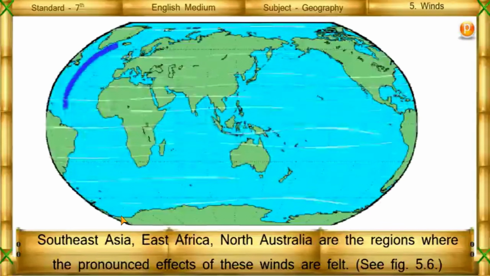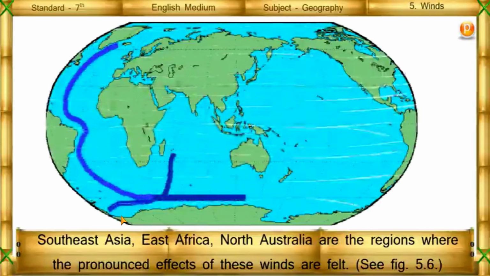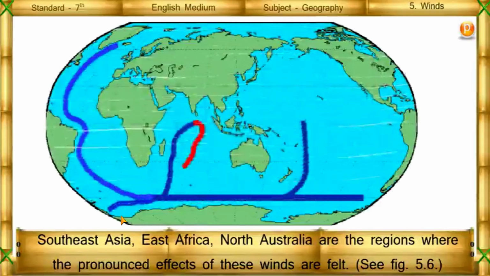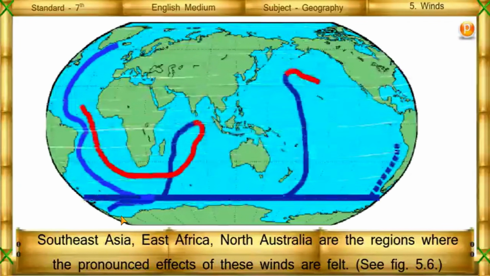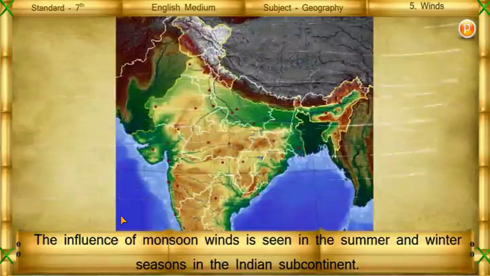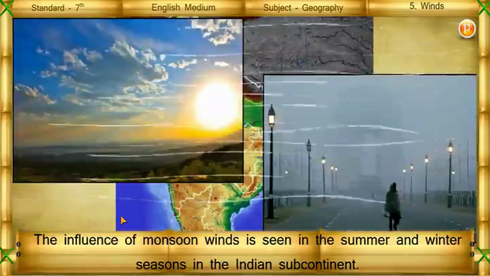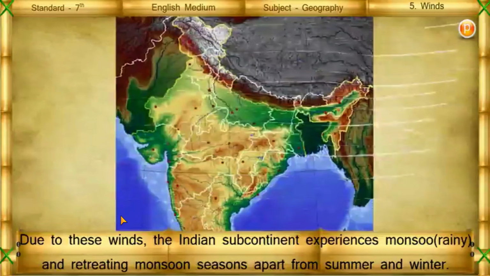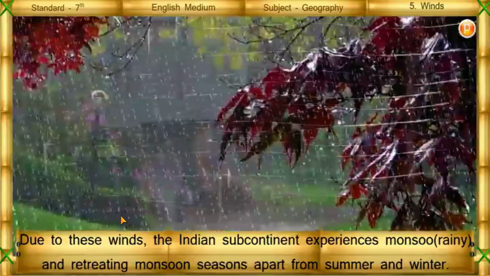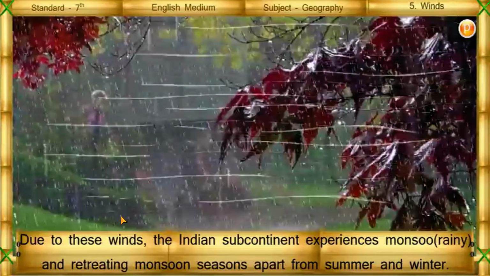Southeast Asia, East Africa, and North Australia are the regions where the pronounced effect of these winds is felt. See figure 5.6. The influence of monsoon winds is seen in the summer and winter seasons in the Indian subcontinent. Due to these winds, the Indian subcontinent experiences monsoon, that is rainy, and retreating monsoon seasons apart from summer and winter.